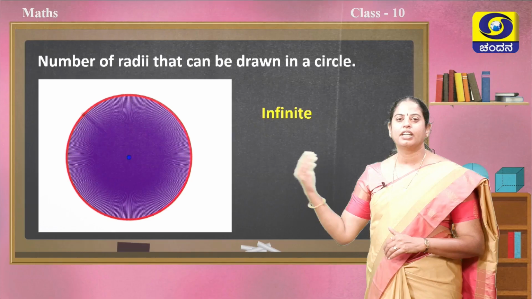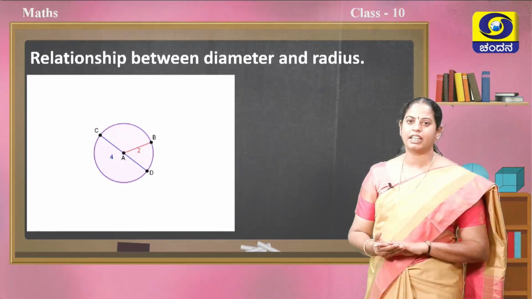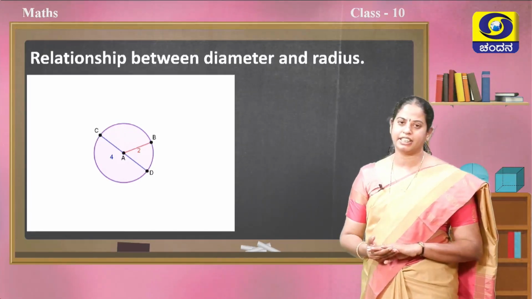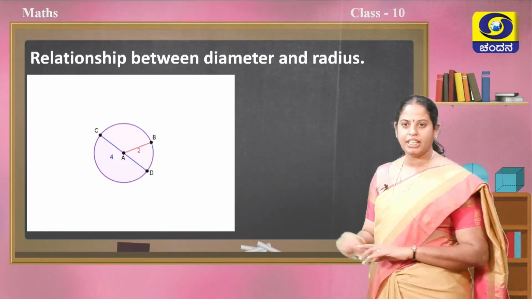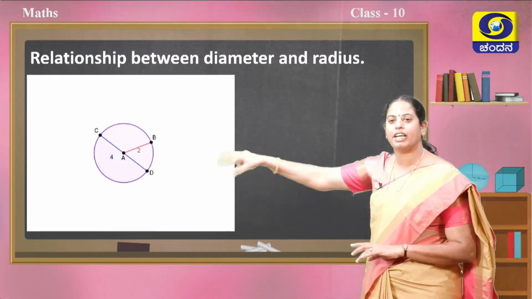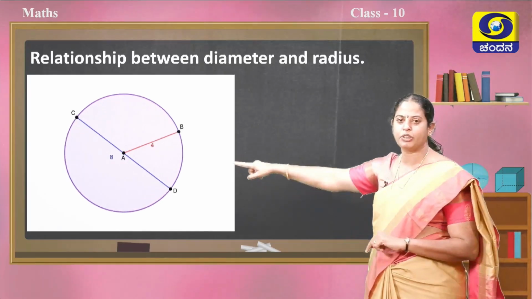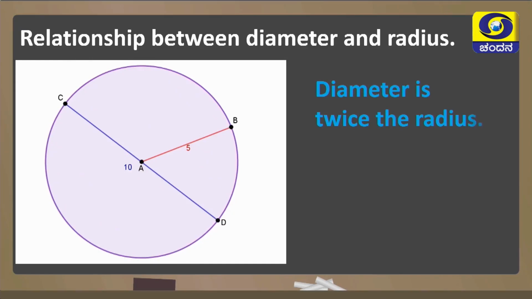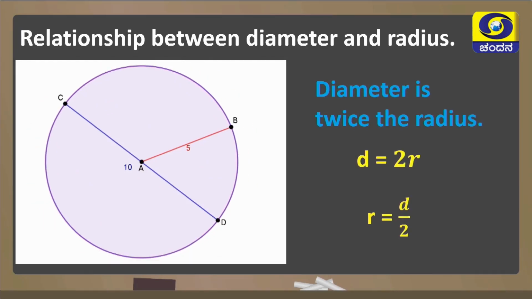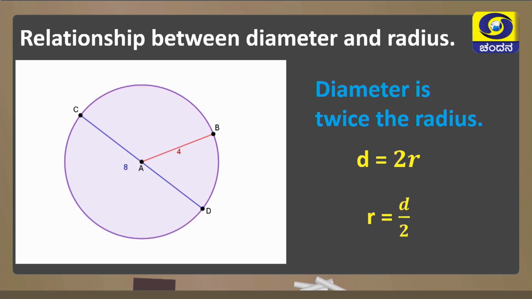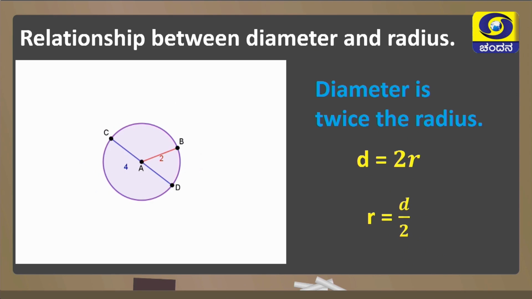Correct, children. Let us recall one more concept which relates the diameter and the radius. We know that the chord passing through the center is called the diameter. It is made of 2 radii. Hence, diameter is twice the radius. If you observe in all these examples, when I change the radius, you can observe that diameter is twice the radius, or we can say that radius is half of the diameter.